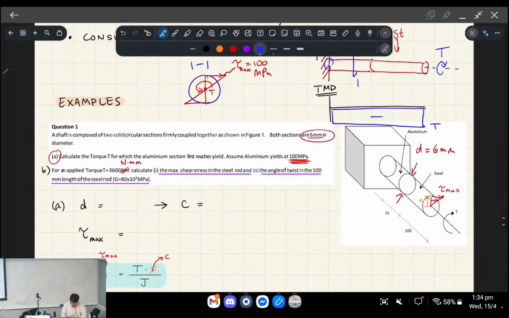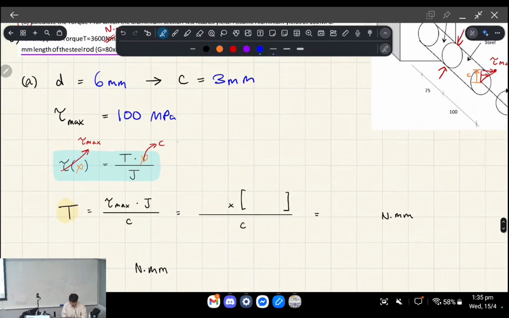Okay, so we know the diameter is 6 mil. Therefore, the radius has to be 3 mil, and the max shear stress before it yields is 100 MPa. So if we rearrange this equation, this is the formula that I gave you earlier, we want to solve for T. And also rho becomes c because we're only interested in the outermost point. If we rearrange this whole thing to solve for T on the left-hand side, we get this.